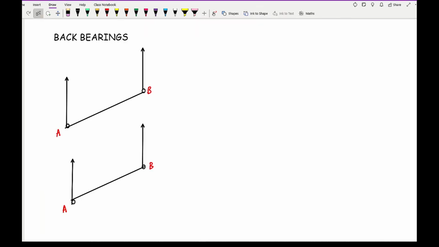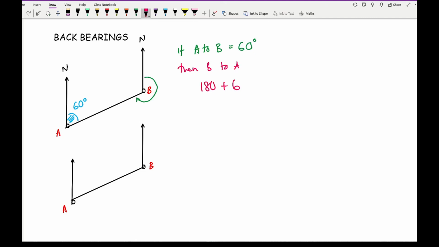Now, as mentioned, back bearings are when you are told one direction and you need to work out the bearing of the reverse direction. So for example, let's just say that the bearing of A to B is 60 degrees. And we want to work out what this back bearing here is going to be. Now, obviously one way of incorporating what we've already done is this: if A to B is equal to 60 degrees, then B to A is going to be 180 plus 60, and that gives me 240 degrees. So basically you're adding 180.